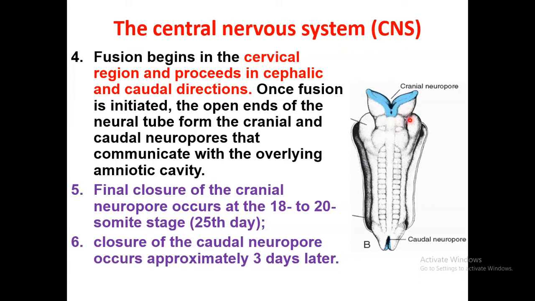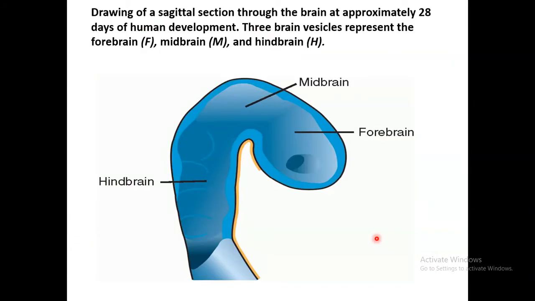Once the fusion is initiated, the open ends of the neural tube form the cranial and the caudal neuropores that communicate with the overlying amniotic cavity. So the anterior neuropore will close at the 25th day of development, while the posterior neuropore closes at the 27th or 28th day of development.